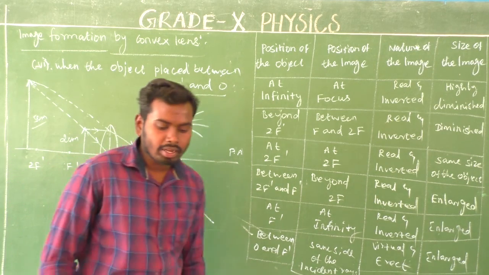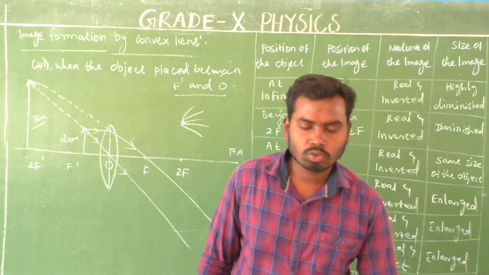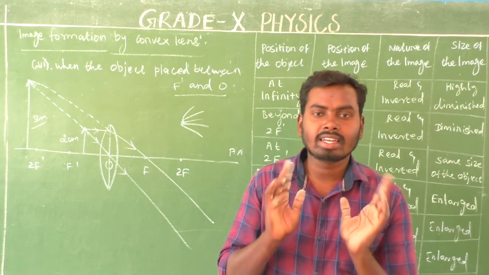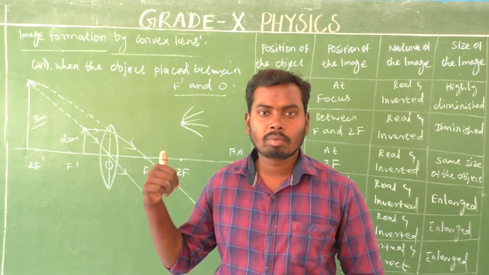So this diagram is very important. You draw it in your classwork note neatly. That should be very neat and clear. Is it clear? Because this ray diagram is very important.